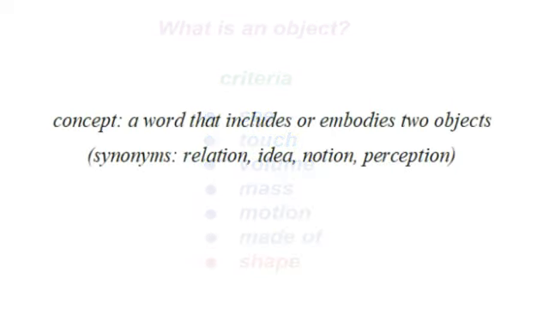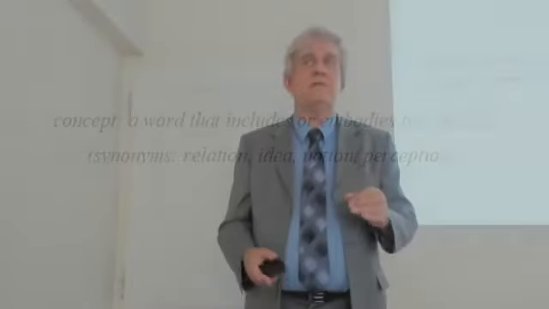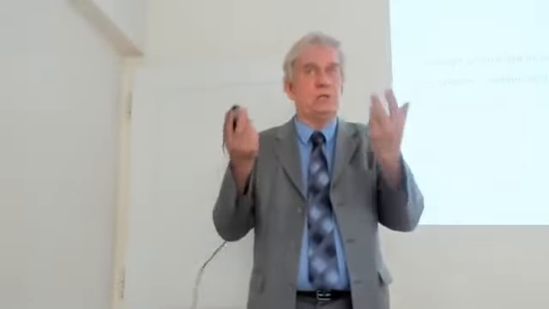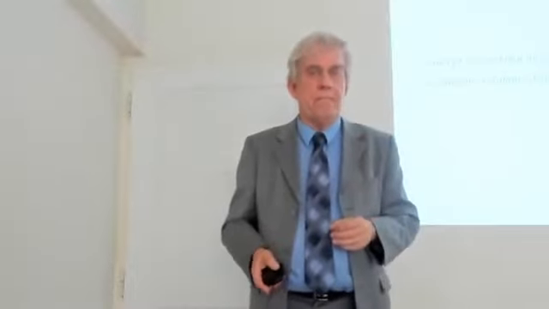Okay? We have to distinguish it from what a concept is. A concept is different than an object, first because it doesn't have shape. That's the first one. But that's just a rule of thumb to be able to say, okay, I take every word in the dictionary. If it has shape, I'll put it under objects. If it doesn't have shape, I'll put it under concepts. But otherwise, it's just a word that includes or embodies two objects. Every concept that you can think of has embodied in it at least two objects. Why? Because the word concept is a relationship between two objects. It's a relationship.